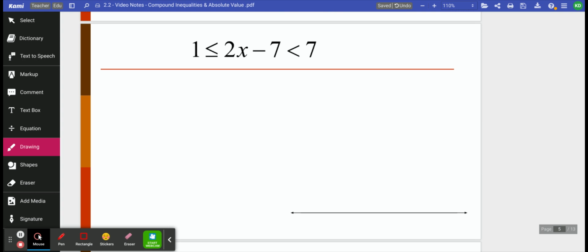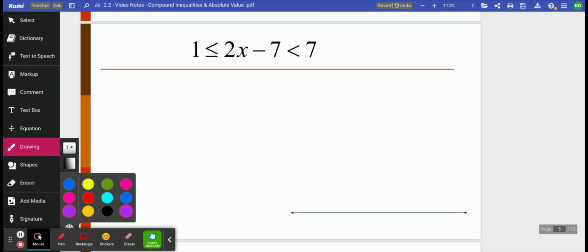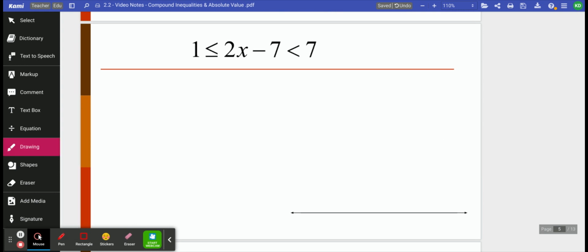Okay. This is another example, and this one is an and. I know it's an and because it doesn't say or. But what you can see here is that we have an inequality symbol here and an inequality symbol here. So we kind of are solving two inequalities at once.